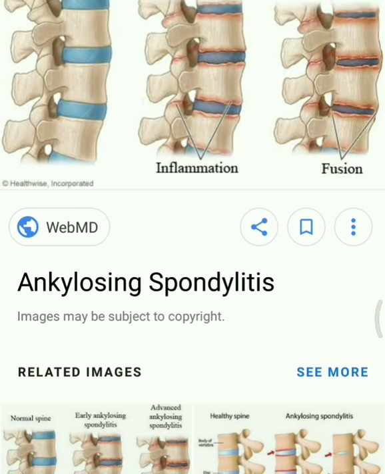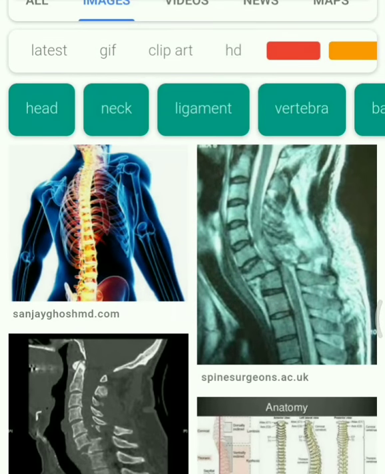And lastly, spondylitis is inflammation of the paraspinal region, which causes paraspinal muscle spasm, and its treatment is also muscle relaxants. So till now I have discussed a few terminologies. Now I will discuss the most common spinal or skull trauma.